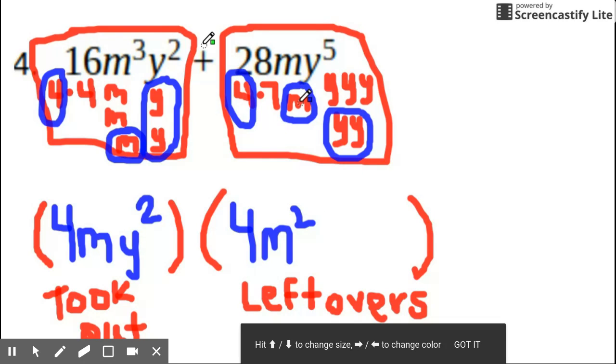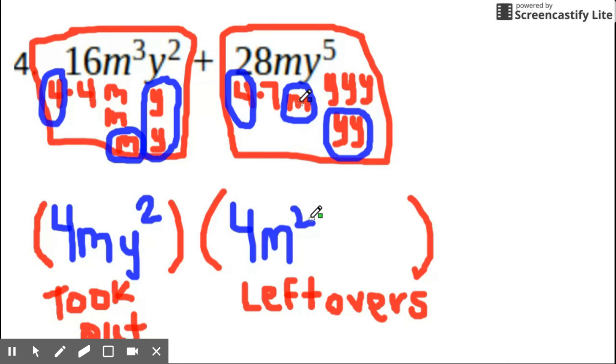Don't forget there's a plus sign in the middle here. So I'm going to put a plus sign. And then what is left in this second piece? What did I not circle? Well, I didn't circle the 7, and I didn't circle these 3 y's. So that's your answer for that part. The 7 is left over, and then the 3 y's, so y to the third power. This is your answer for problem number 4.